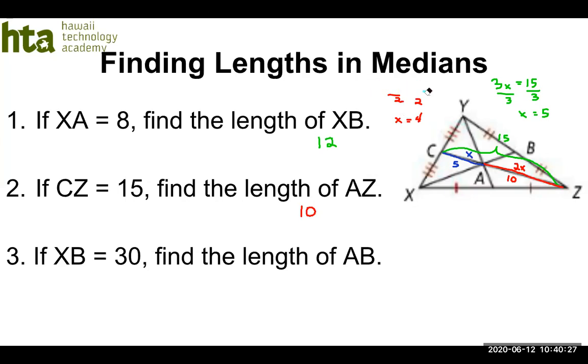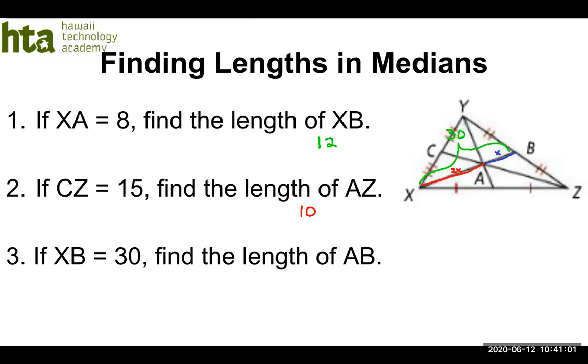All right, last question of the lesson. We have some information on XB. XB is the entire median, so from X to B has a length of 30. We know that from X to A is twice the distance, and from B to A is just a single x distance.